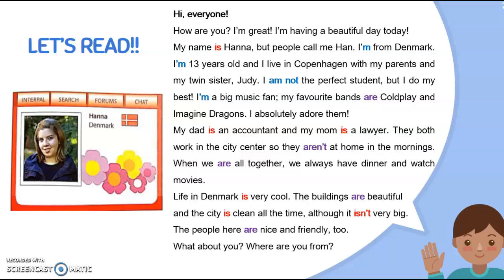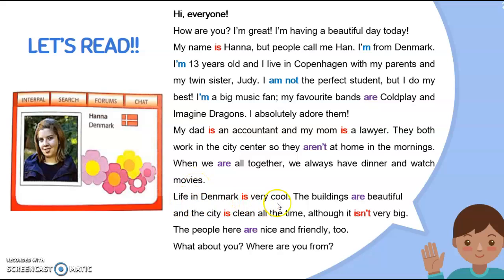I'm not the perfect student, but I do my best. I'm a big music fan. My favorite bands are Coldplay and Imagine Dragons. I absolutely adore them. My dad is an accountant and my mom is a lawyer. They both work in the city center, so they aren't at home in the mornings. When we are all together, we always have dinner and watch movies.